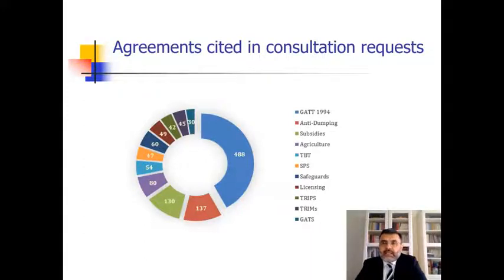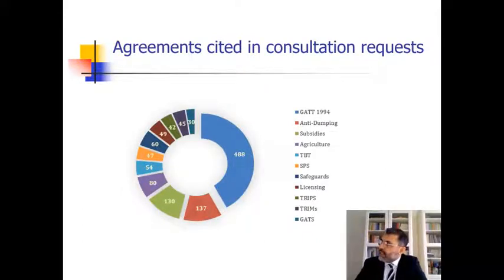The next one in the list is the anti-dumping agreement. The next one is the agreement on subsidies and countervailing measures, followed by the agreement on agriculture, the TBT agreement, the SPS agreement, safeguards agreement, and so on and so forth.